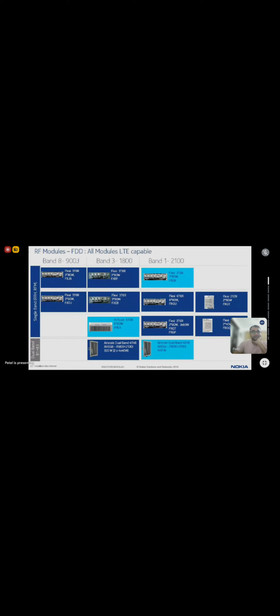Here we can see, for 900 we have seen the FXJB RF module, and in 1800 there is also FXTJ, but we are not using this. FXEF, XPA, you will find all these RF modules. And for TDD, maximum we have the AHF, FXZN or AZHA.